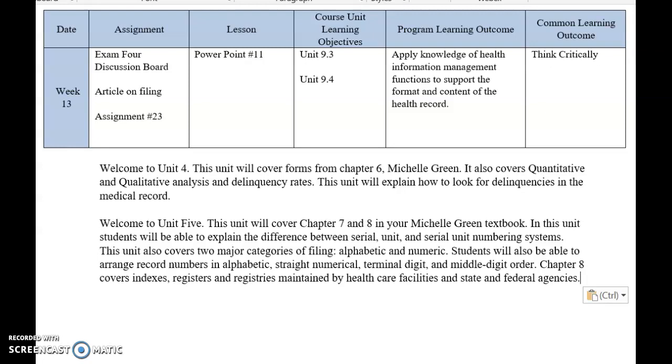So again, you're going to start off your week with exam 4. Then you're going to move on to the discussion board, where you're going to have to find an article on filing, and then assignment 23. If you have any questions for this week, please let me know. And you can see I have the course unit learning objectives, and the outcomes are the same.